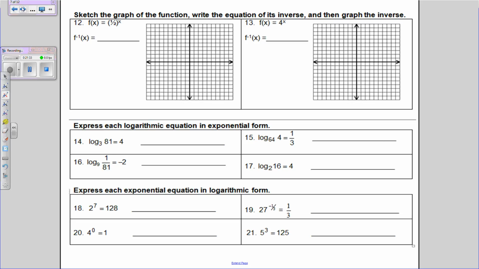Number 12 says sketch the graph of the function, write the equation of its inverse, and graph the inverse. So when you get to this section, you're going to have to look at that and say, okay, this is an exponential function, so I know its inverse needs to be a log. Most of the time, and our classes use the circle method, we can circle around to see how to write it. So we have log with the base of 1/2 x as the function for the inverse.